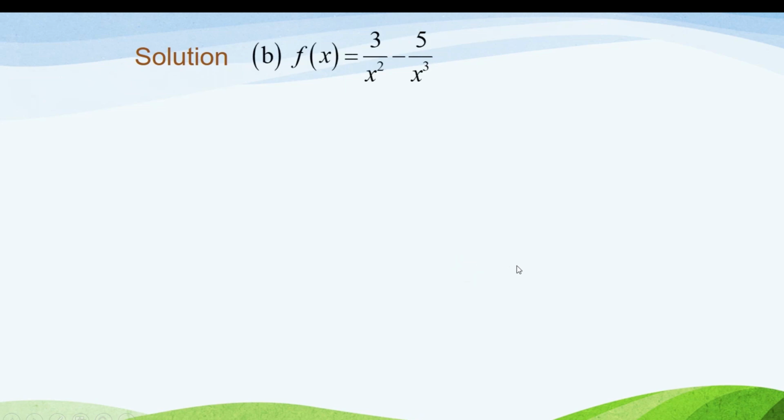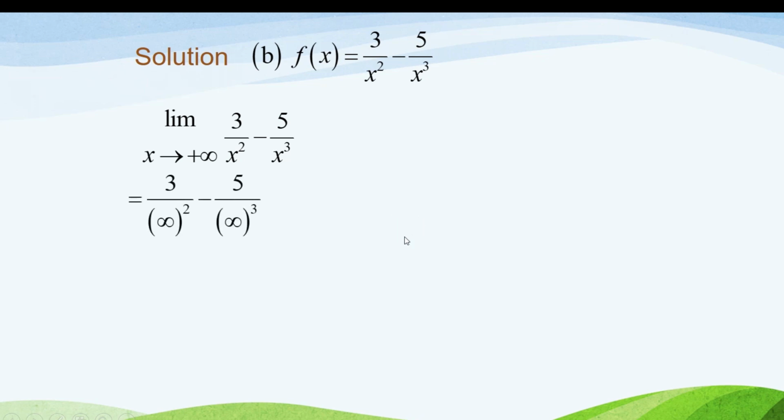Okay, for question B, f(x) equals 3 over x squared minus 5 over x cubed. Let's see the limit as x approaches positive infinity of 3 over x squared minus 5 over x cubed. Substitute infinity, we get 3 over infinity squared minus 5 over infinity cubed, and we simplify, we get 3 over infinity minus 5 over infinity. 3 over infinity is 0, and 5 over infinity is 0. 0 minus 0, the answer is 0.